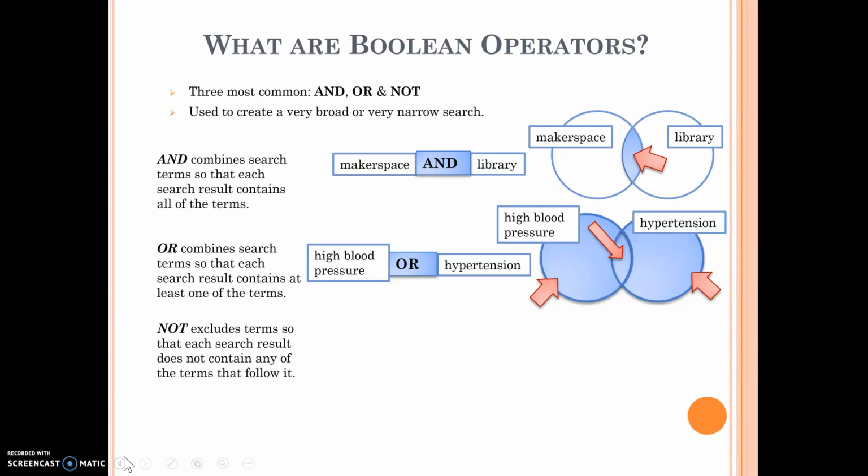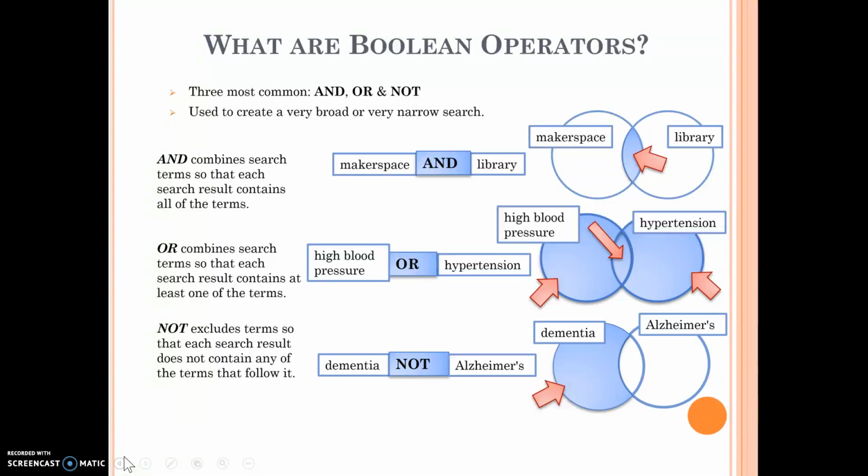The Boolean operator NOT excludes terms so that each search result does not contain any of the terms that follow it. For example, if I want to find articles on dementia and not Alzheimer's, I would exclude the term Alzheimer's by typing and capitalizing the word NOT. This will help me find articles that contain dementia but not Alzheimer's.